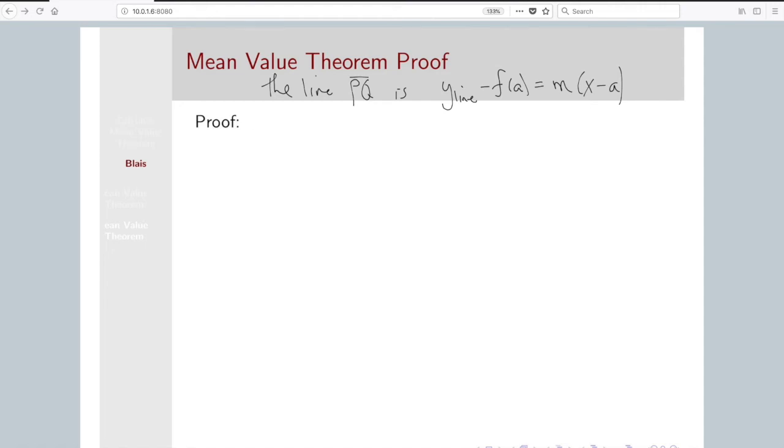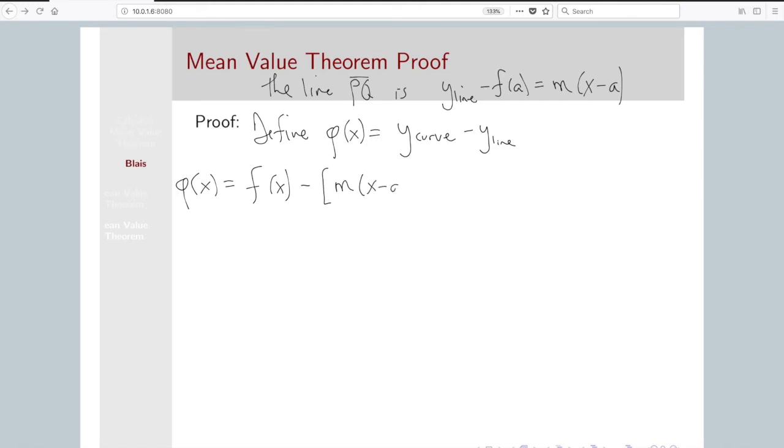Now let's define a new function. We'll call it phi of x, and that's going to be the curve minus the line. Using our terminology, this means phi of x is, the curve was just y equals f of x, and the line was the quantity m times x minus a, and then we can just bring the f of a to the other side, plus f of a.